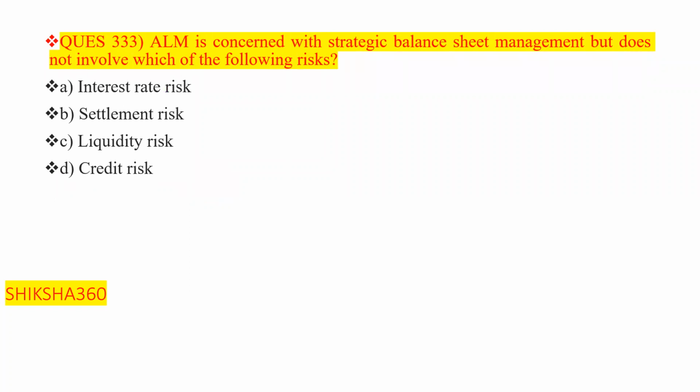Question number 333. Asset liability management is concerned with strategic balance sheet management, but does not involve which of the following risks?